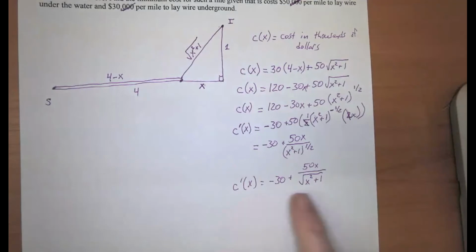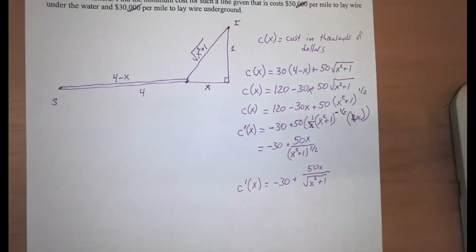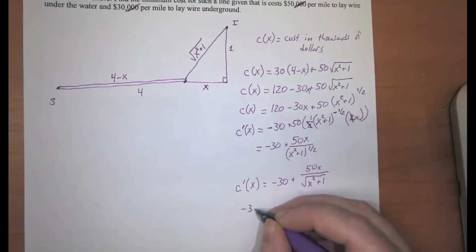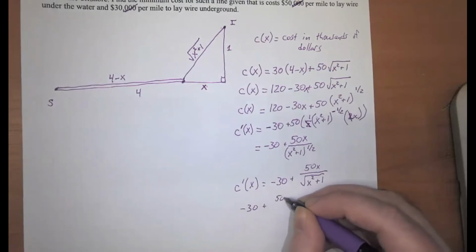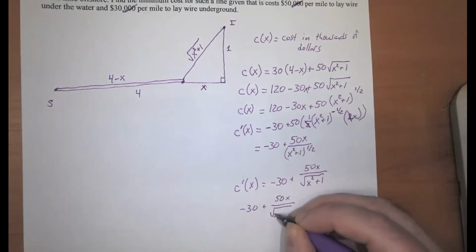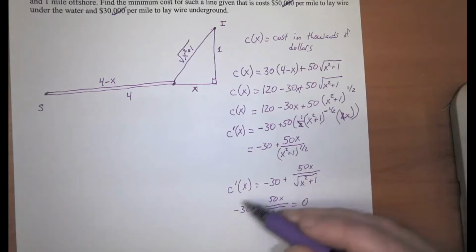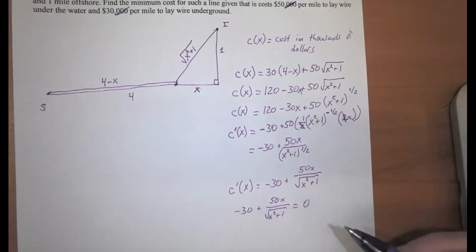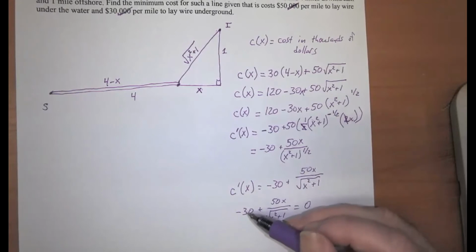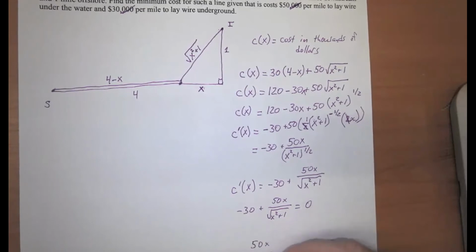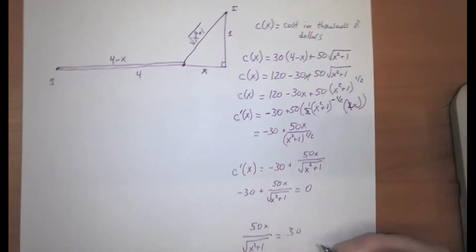All right, so here's our derivative function. So remember, to calculate a maximum or a minimum, we need to set that derivative equal to 0. So we want negative 30 plus 50x over the square root of x squared plus 1 to be equal to 0. And we want to figure out which value or values of x make this the case. Okay, so first thing we'll do is we'll move the 30 over to the other side. So that becomes 50x over the square root of x squared plus 1 is equal to 30.